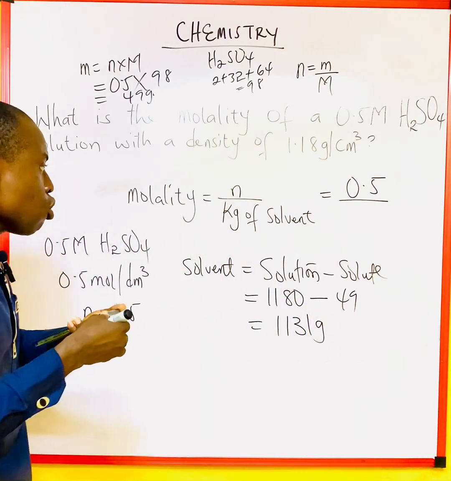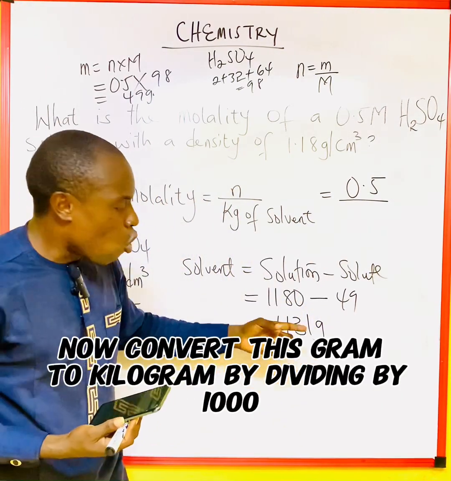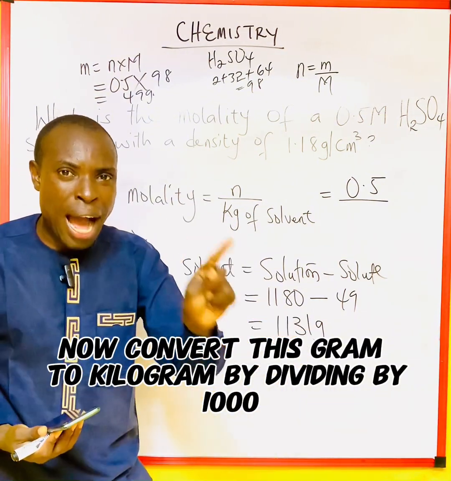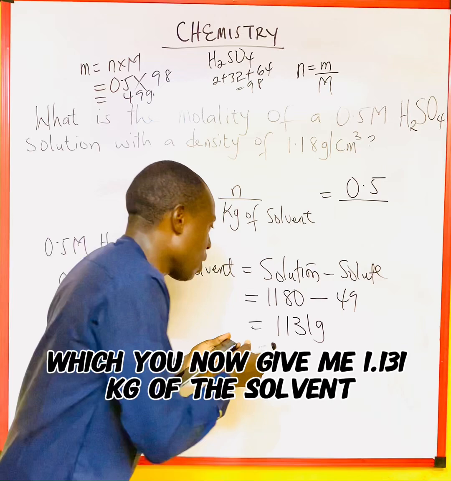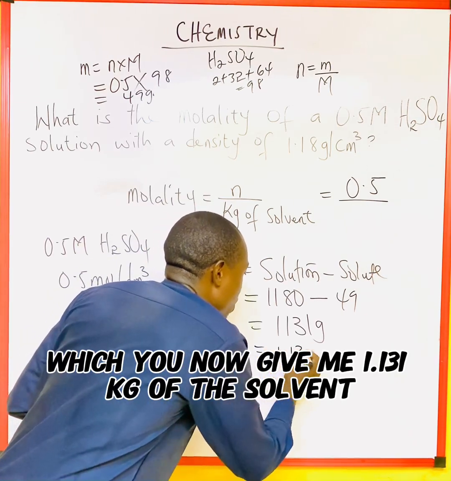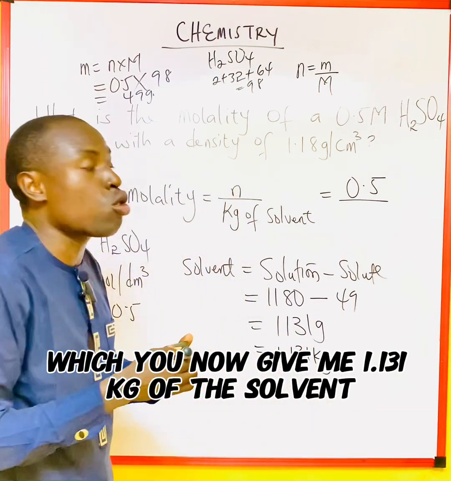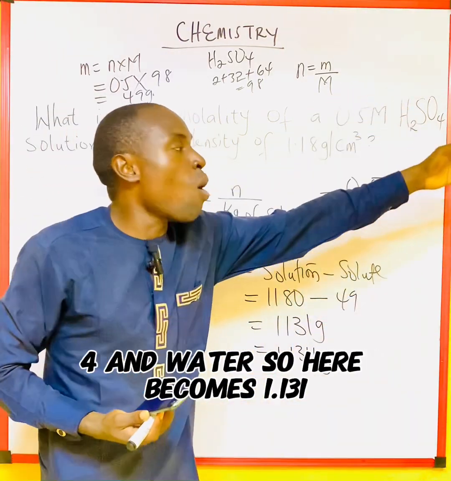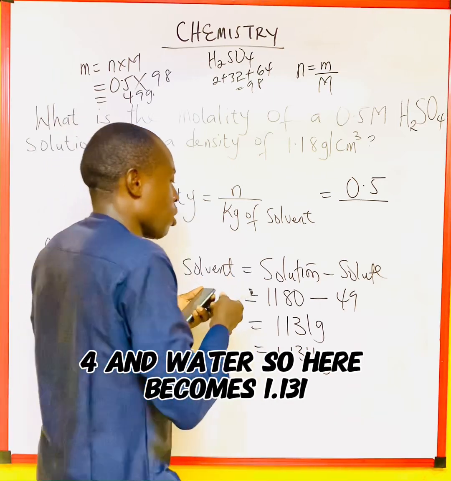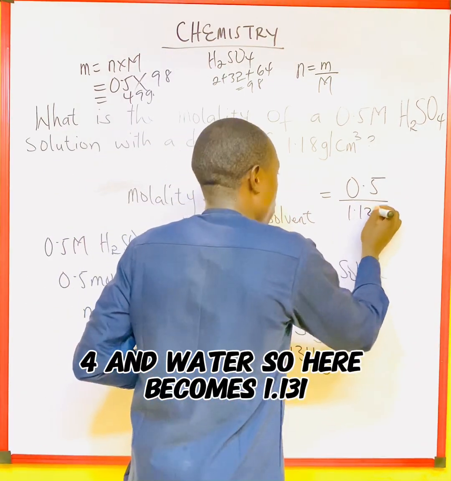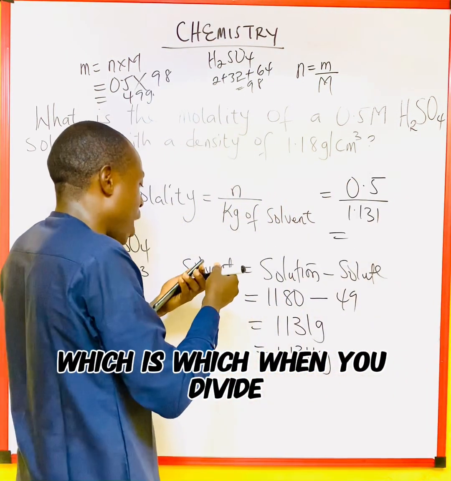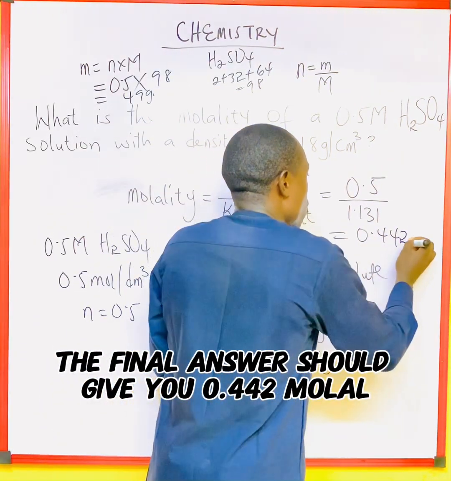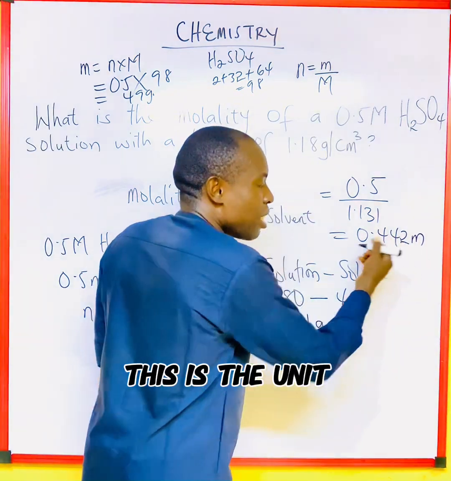Now take note. You have the grams here now. Convert this gram to kilogram by dividing by 1000, which will now give me 1.131 kilogram of the solvent. Remember, the solution here is H₂SO₄ and water. So here becomes 0.5 over 1.131, which when you divide, the final answer should give you 0.442 molar. This is the unit.